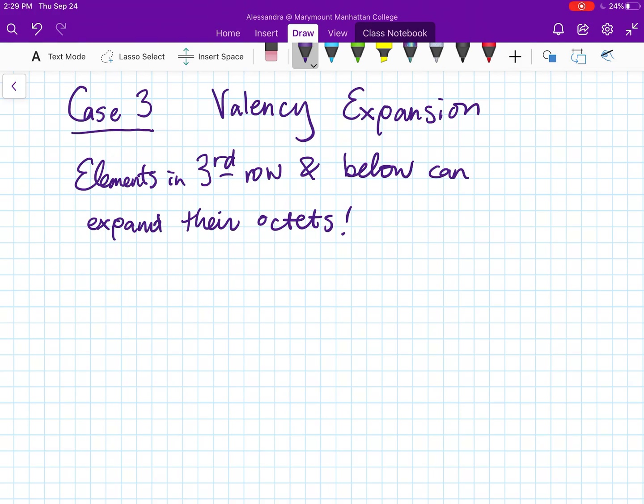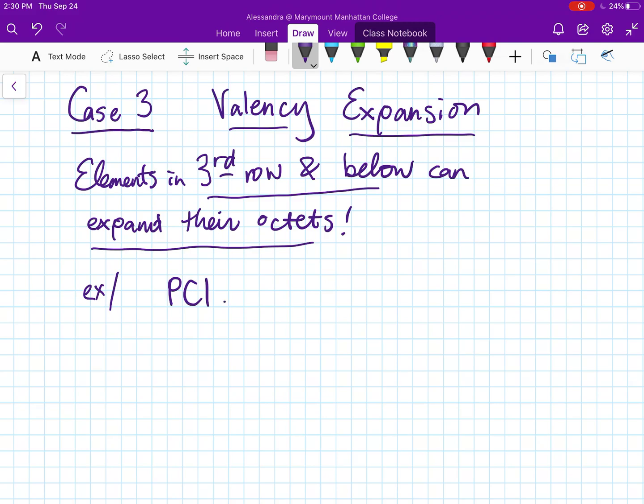The last failure of the octet rule is valency expansion. If you have heavier elements in the third row and below on the periodic table, they can often expand their octets. So they can take dectets and have 10 valence electrons, or even dodectets. Let me give you a couple of examples.